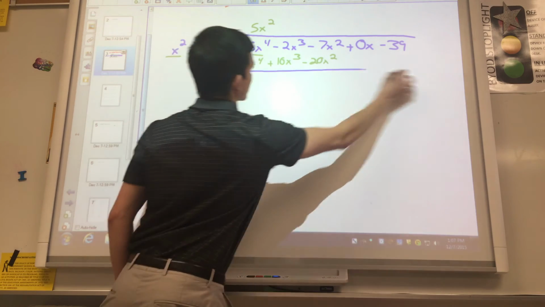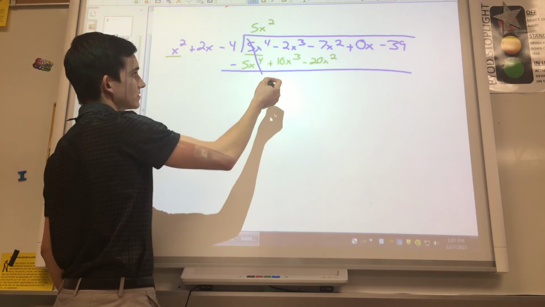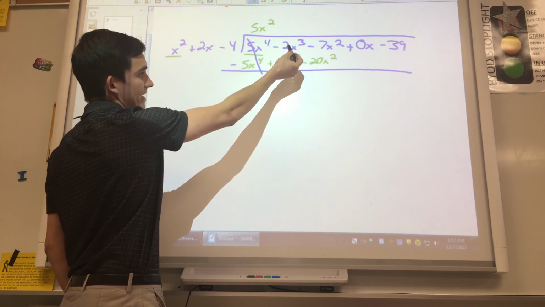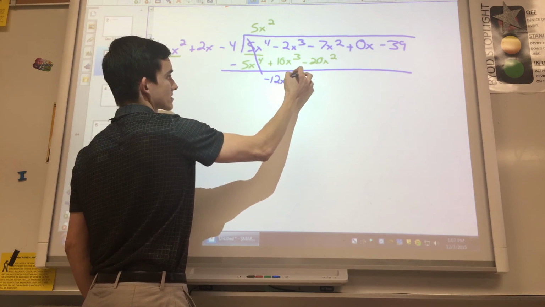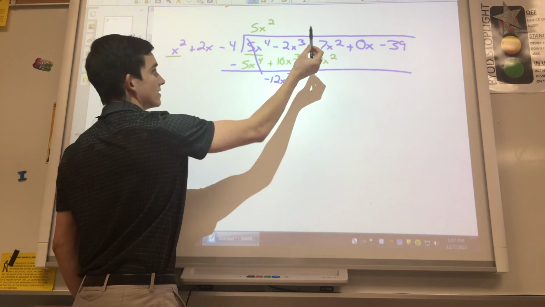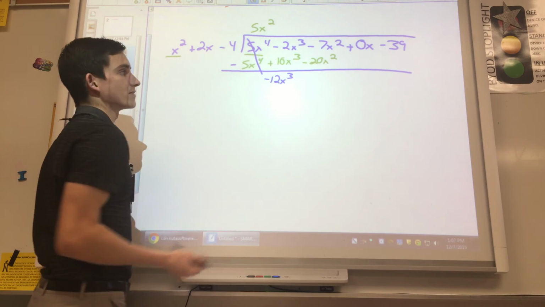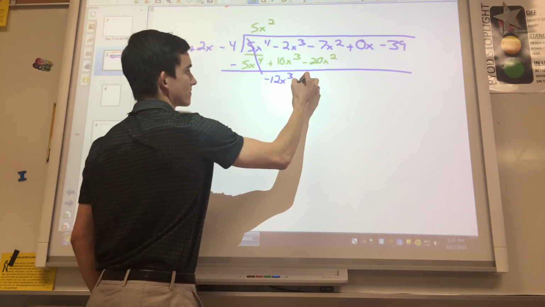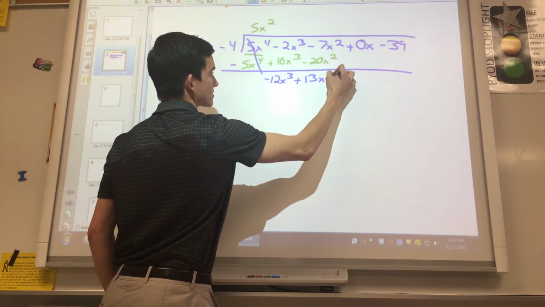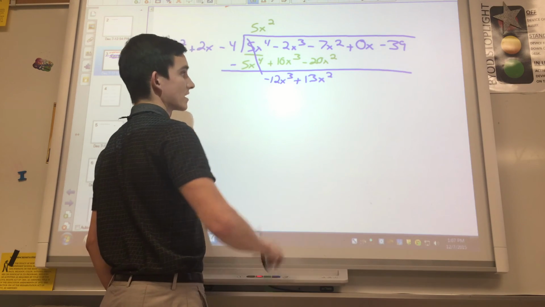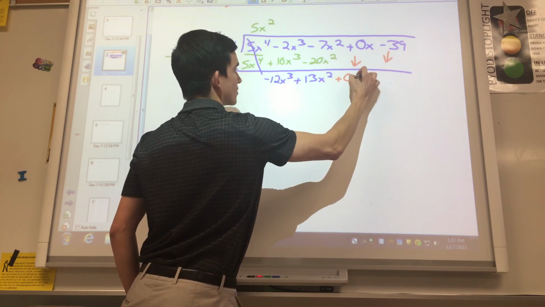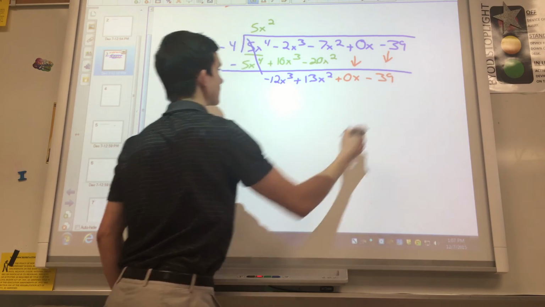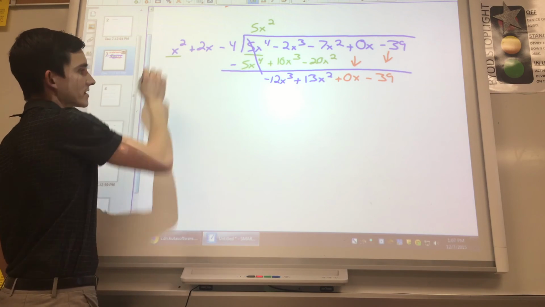Subtract these. So these cancel. I've got negative 2 minus 10, so that's negative 12x cubed. And I've got negative 7 minus a negative 20, so that's positive 13x squared. And I'm going to bring down the rest of my stuff now. So I've got plus 0x minus 39. Do it again. I'm dividing by this x squared.